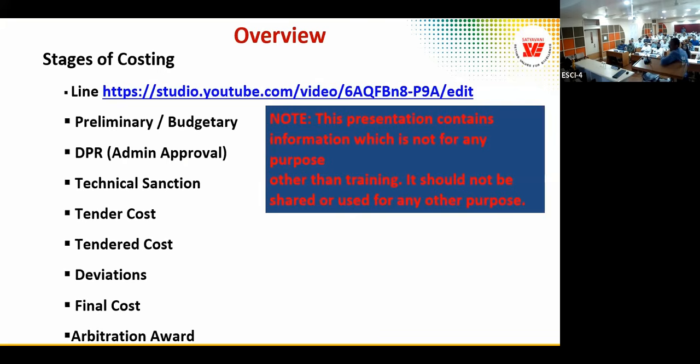I'll explain as we move forward. And the final cost should be the final certified cost, including all deviations and variations of the project. And then comes the arbitration. Arbitration also should be the responsibility of the consultant, to support the department on any technical aspect.